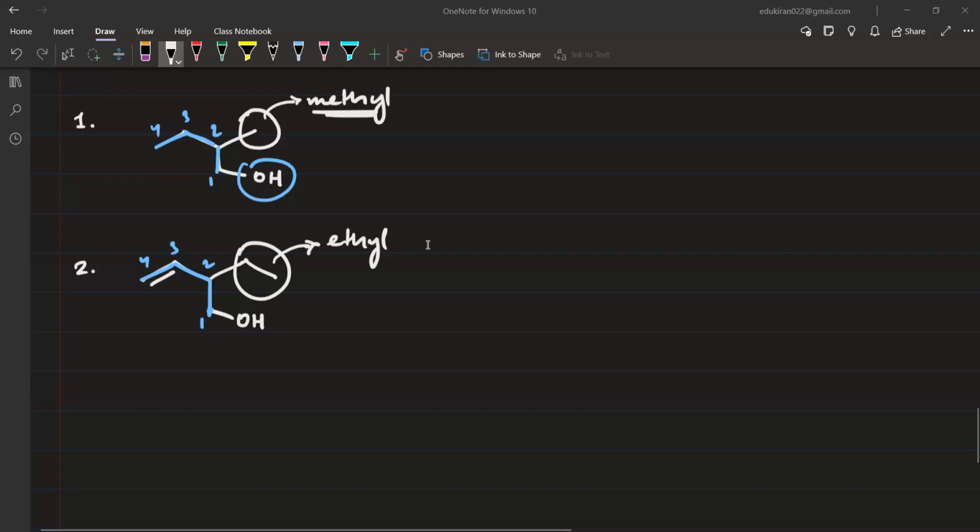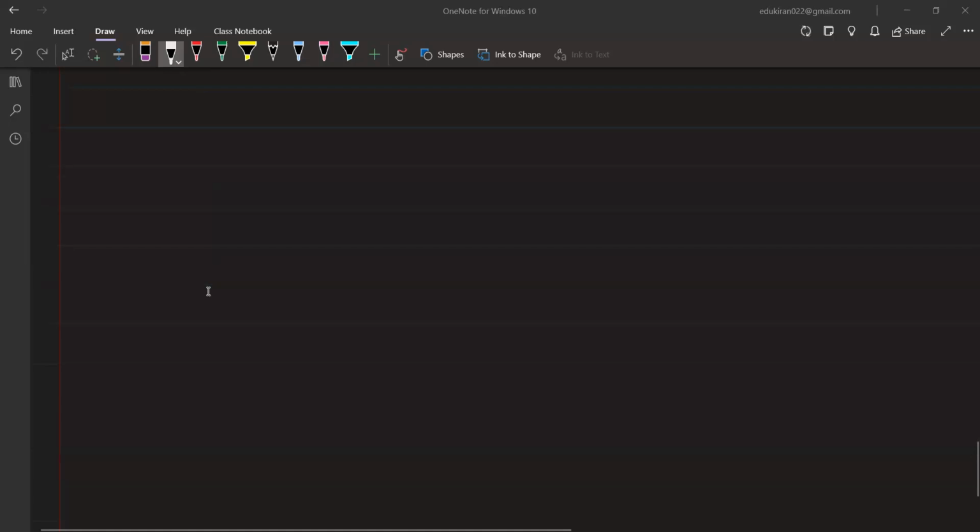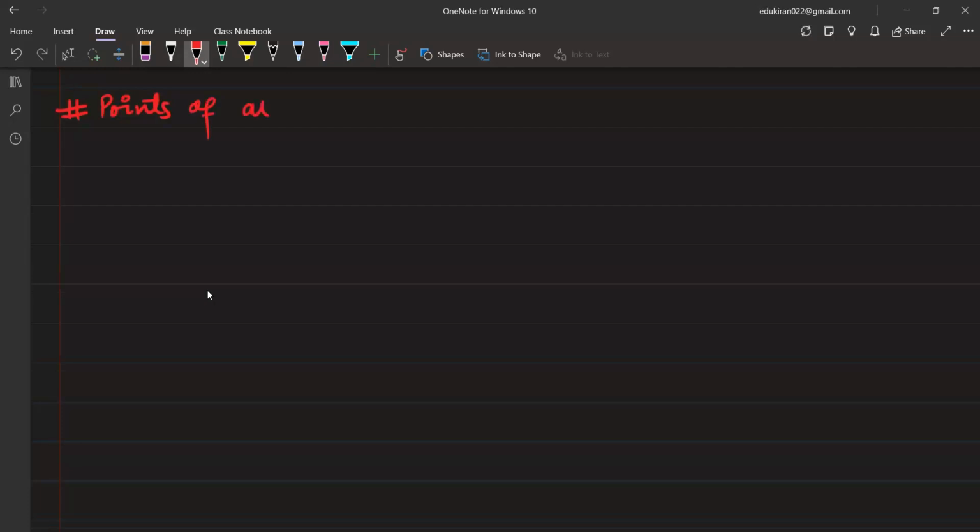So please see, a very important concept is the different points of attachment. Points of attachment to parent chain.